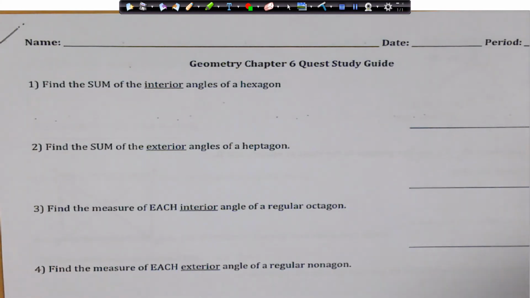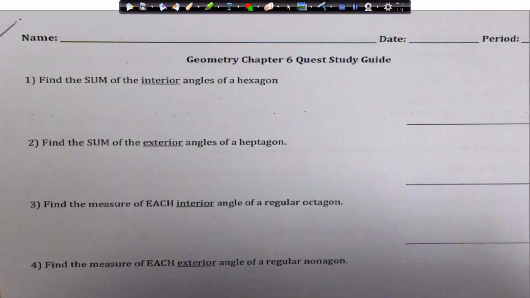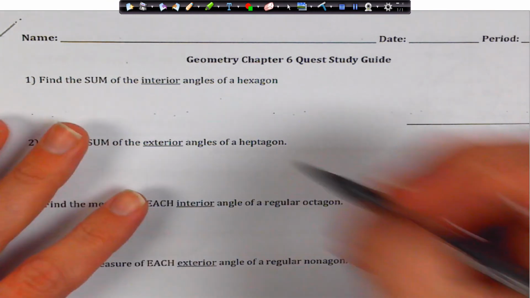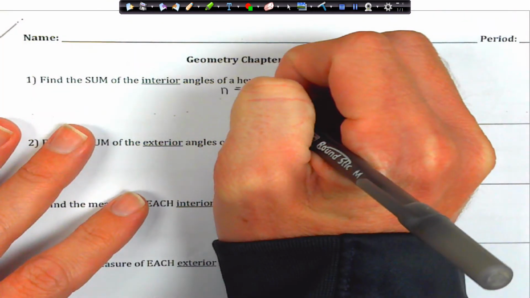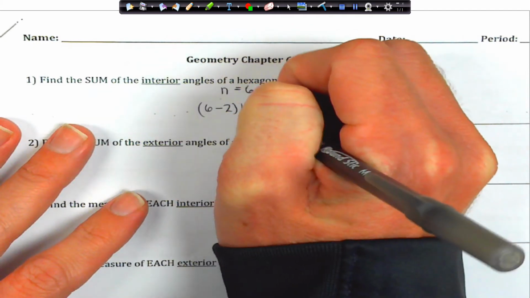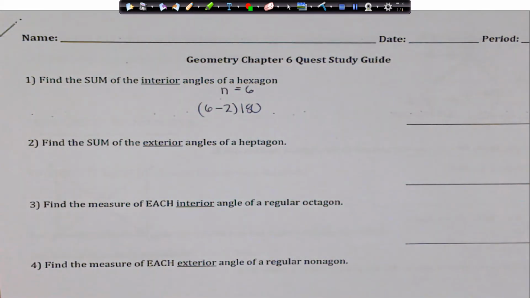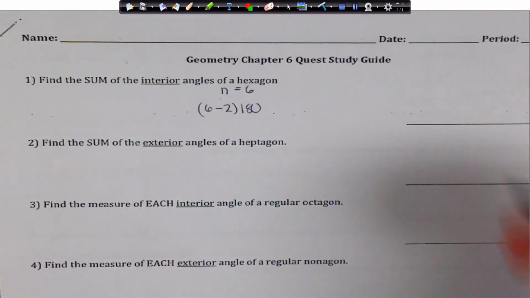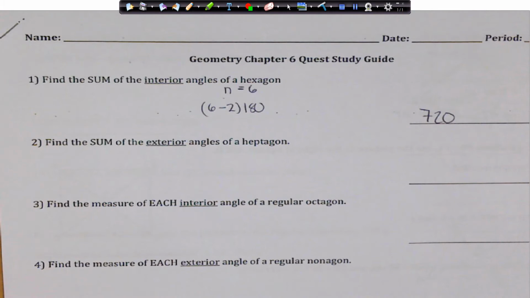Let's get started on the Chapter 6 study guide with the first one. Find the sum of the interior angles of a hexagon. So our interior sum is n minus 2 times 180, and a hexagon is 6 sides, so our n value is going to be 6. That's just going to be 6 minus 2 times 180. And then we just make sure we have our calculator out and ready. So it's going to be 4 times 180, which is 720.